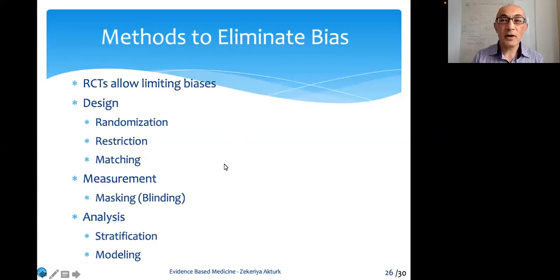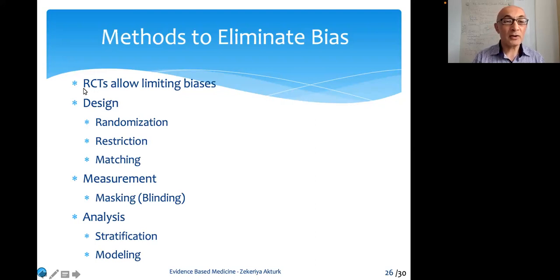After having summarized the different types of bias, let us say a few words about what we can do to eliminate bias. Of course, we should always make sure to have no bias in our study protocol, to eliminate the bias at the beginning. But even at the analysis stage, you have some possibilities to adjust for the biases.